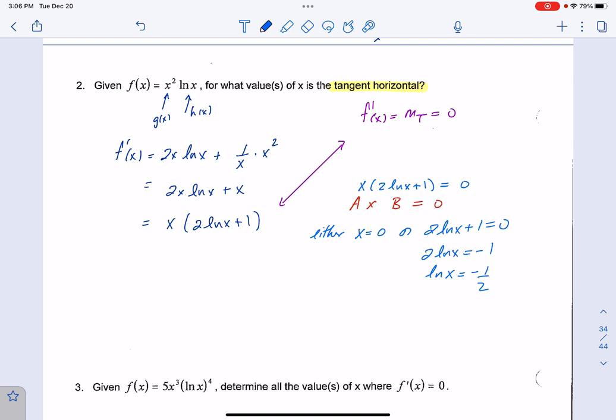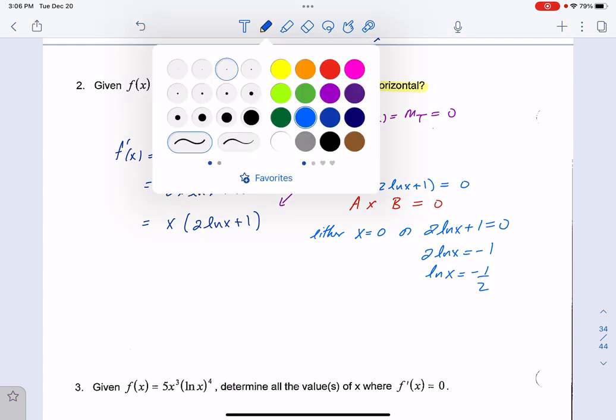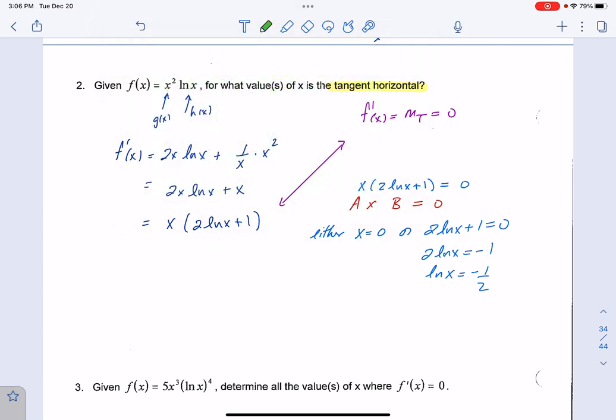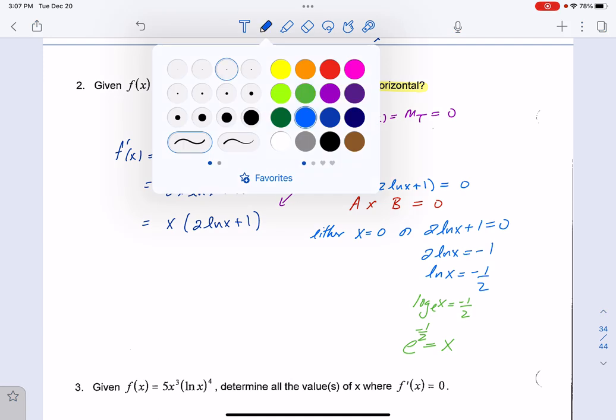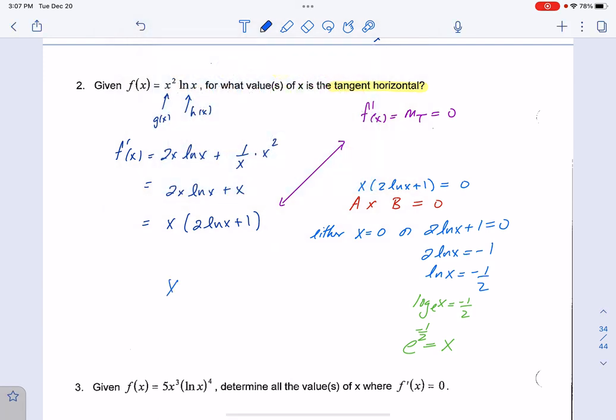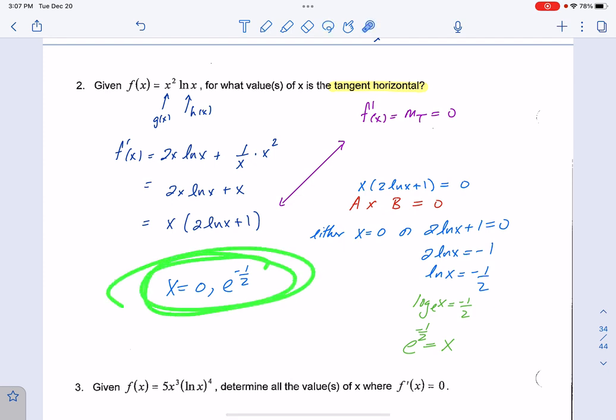And I'm going to look at this and say, gee, is that in logarithmic form or is it in exponential form? And the truth is it's in logarithmic form. It's log base e of x equals negative 1/2. So if I change that to exponential form, it'll be e to the negative 1/2 equals x. And that is one of my solutions. So my two solutions as it looks right now are x equals 0 and e to the negative 1/2.